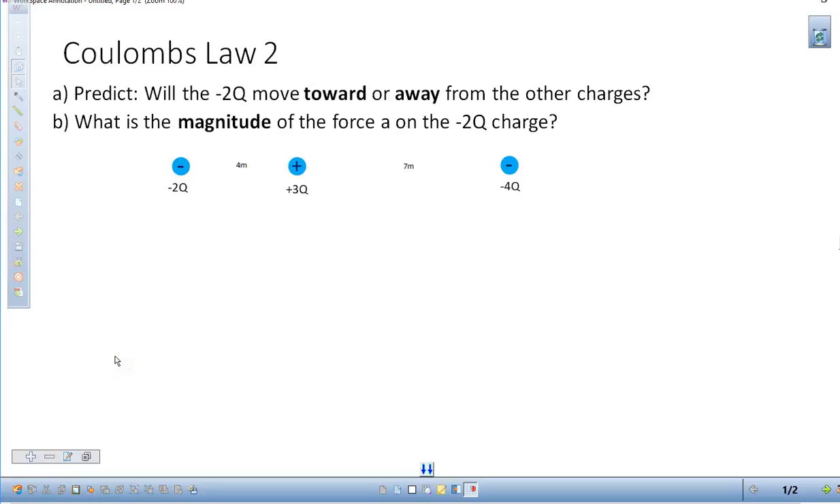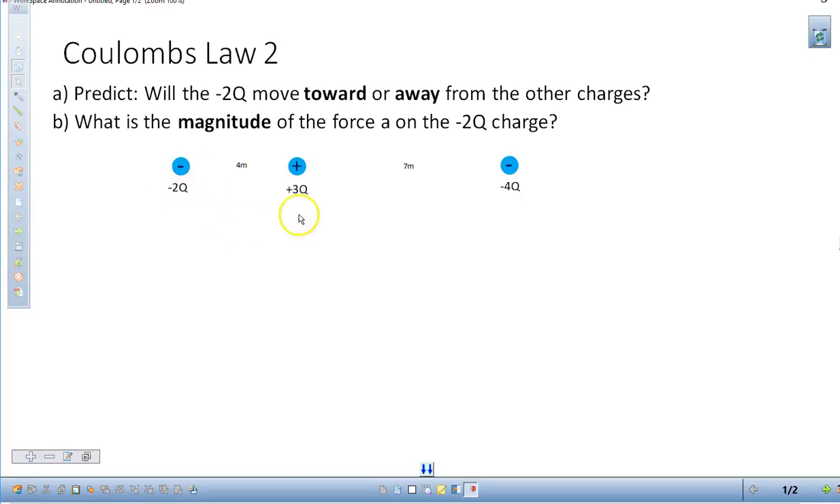Hi, this is an example of Coulomb's law off the lecture slides. This is example 2. The question is, will the -2 charge move toward or away from the other charges? And what's the magnitude of the force on this charge? So let's take a look here.